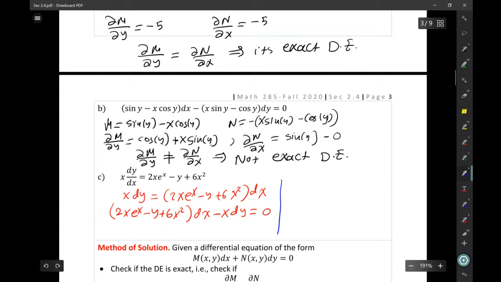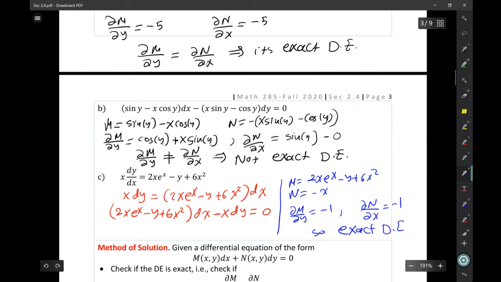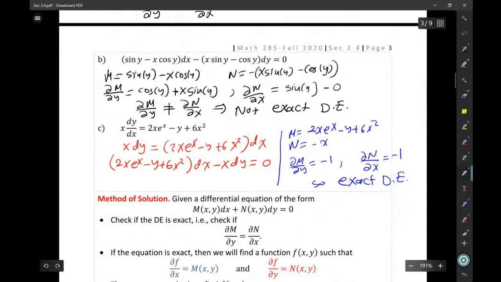Here in this case you have M, it is 2x e^x minus y plus 6x squared, and N is equal to minus x. Now dM by dy is equal to what? Minus 1. And dN by dx also minus 1. So it is an exact differential equation. It is an exact differential equation.